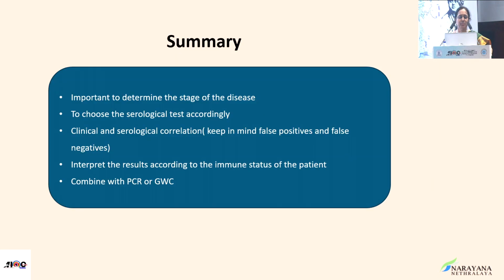To summarize, it is important to understand the disease and the stage of the disease, and accordingly we order the serological test. We need to correlate with the clinical condition, and we have to keep in mind false positives and false negatives when we order the test. We have to interpret according to the immune status of the patient, and sometimes if the results do not go with the clinical condition, we may have to combine with PCR or the Goldmann-Witmer coefficient to confirm the infective uveitis.